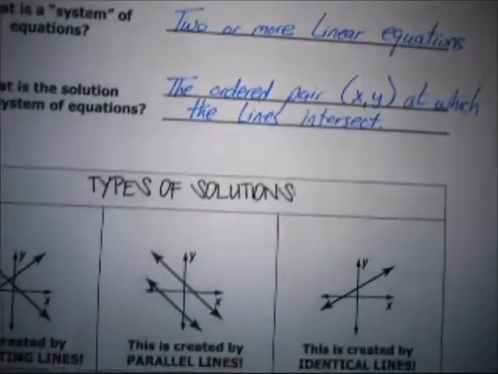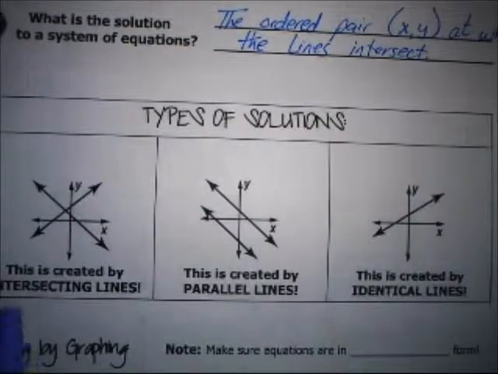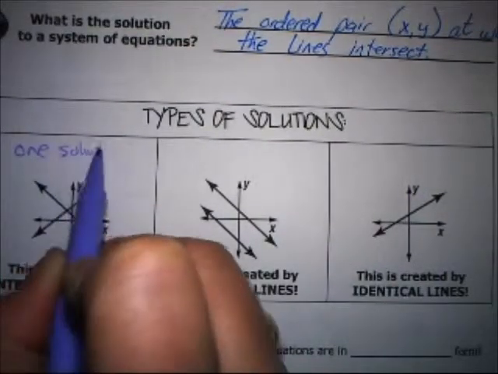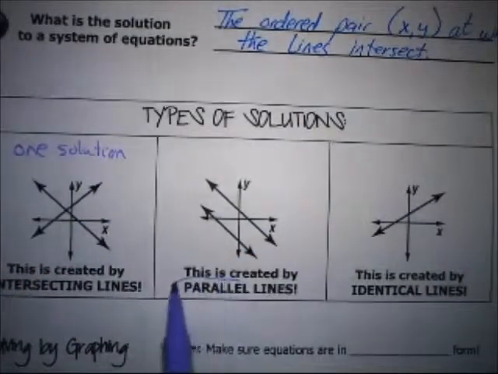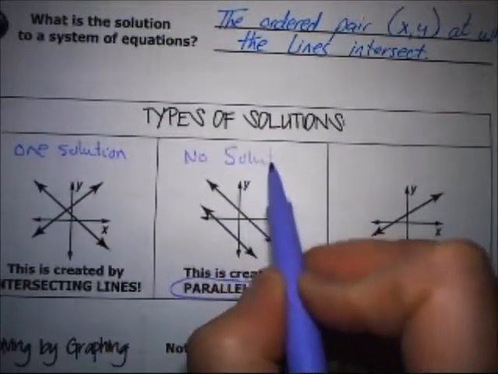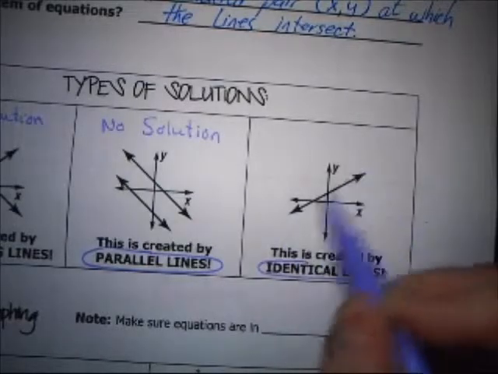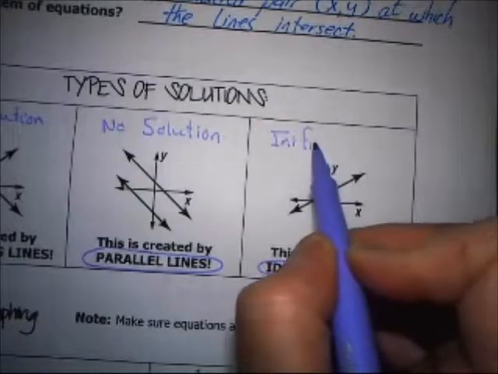Okay, so we have three types of answers. If they're intersecting lines, there'll be exactly one solution. If you have parallel lines, there's no solutions. And then if you have identical lines, in other words, the same line on top of each other, we have an infinite number of solutions.